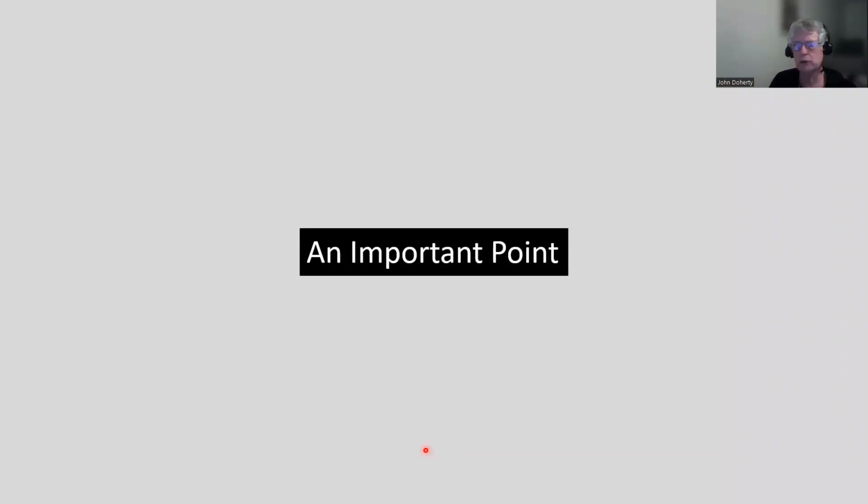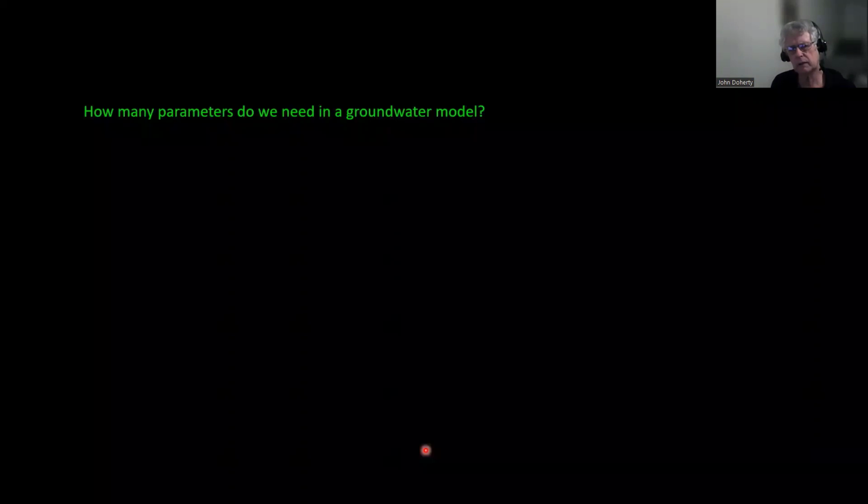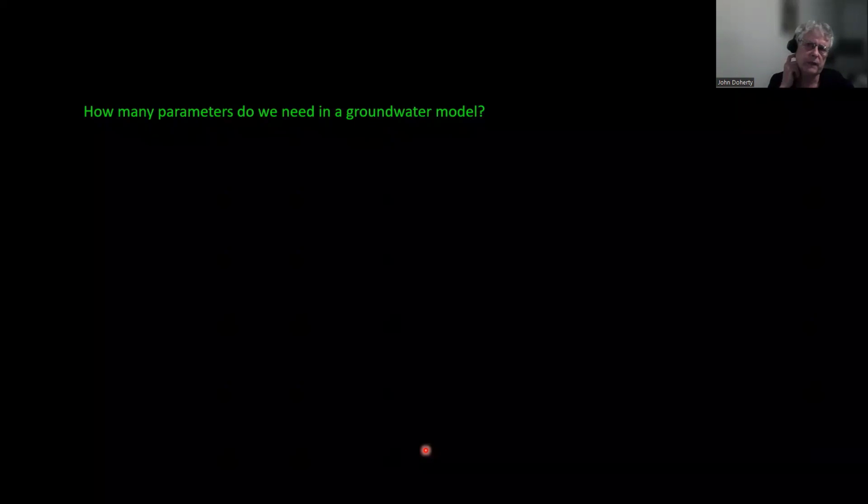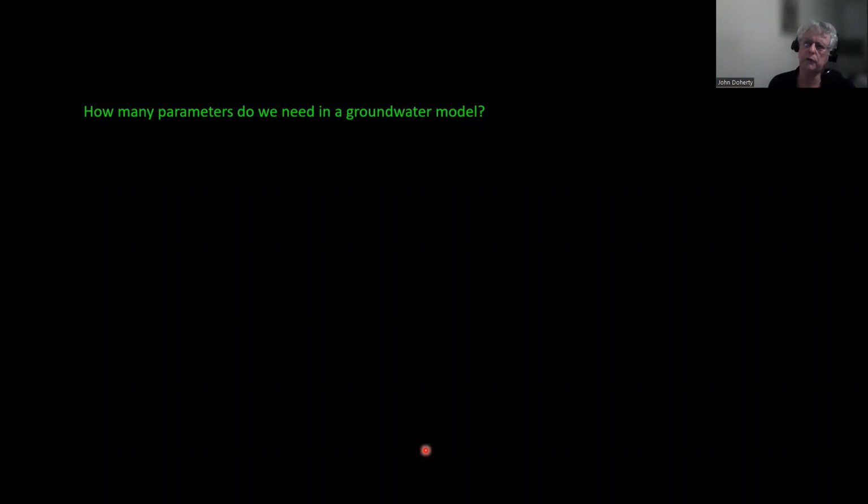Now, before we go and do something with those equations, I need to make an important point. How many parameters do we need in a groundwater model? Now, in the past, there used to be a bit of a rule of thumb that we only have as many parameters as we need, that can be estimated uniquely. But I have to reinforce what I said in previous webinars, those days are gone.